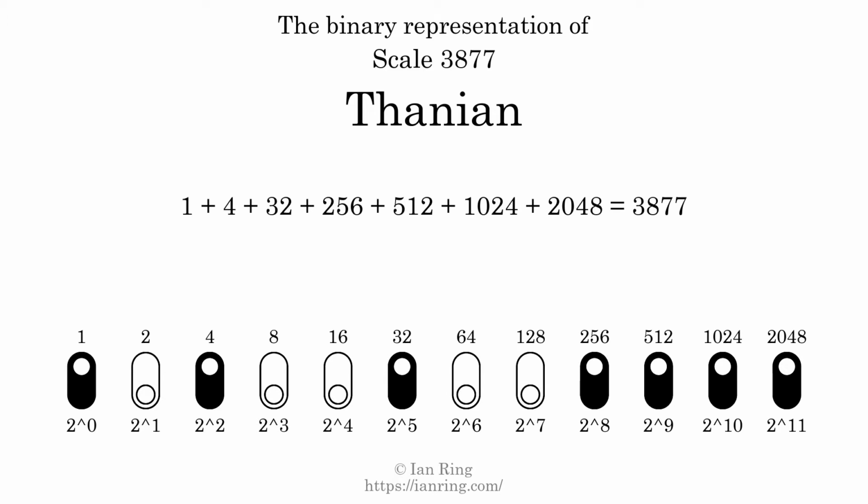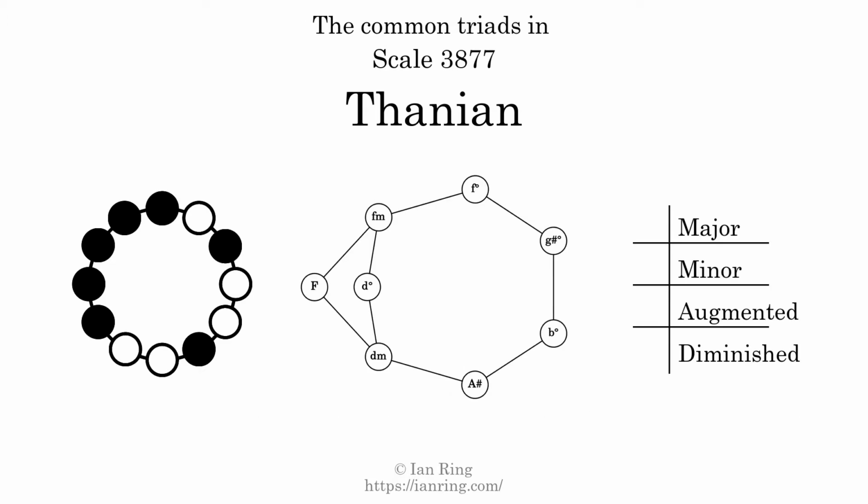3877. The scale number not only enumerates the scale with a unique index, but it also literally describes the tonal content of the scale. Represented as a binary number in base 2, the scale number is 111100100101. Here are the common triads present in this scale.